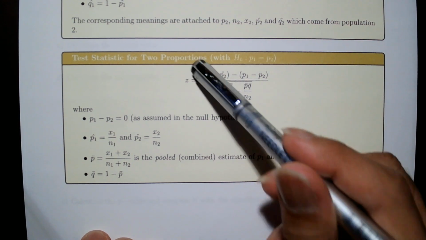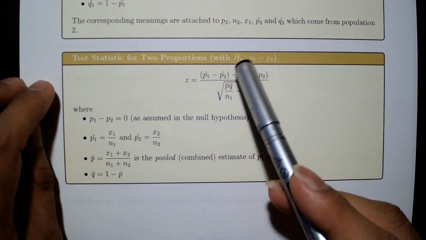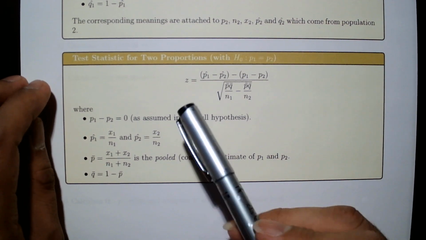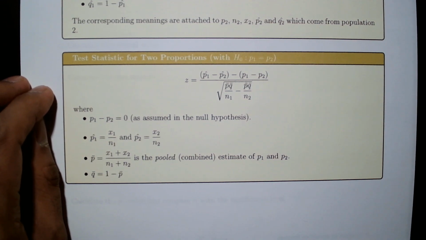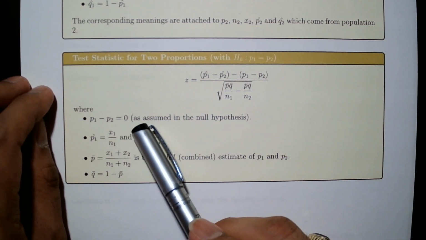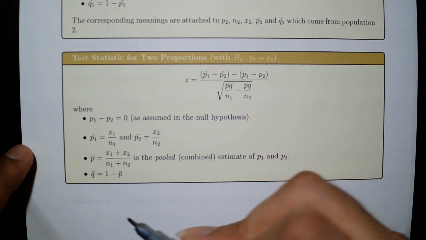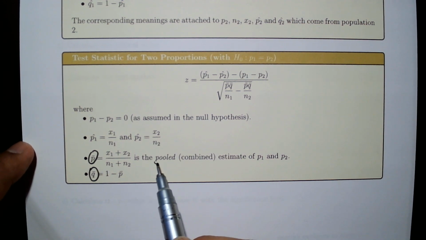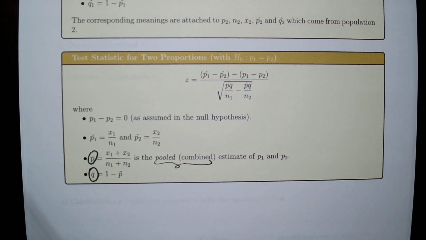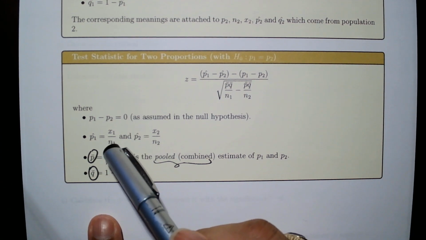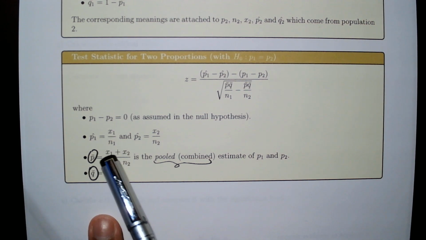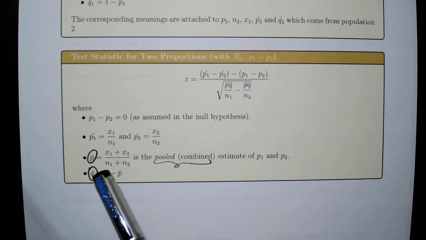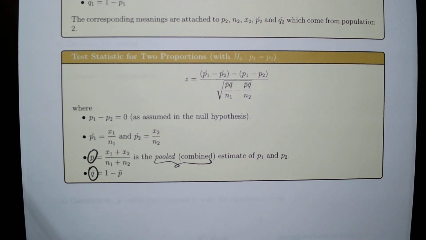So the formula to find the test statistic will be this: p1 hat minus p2 hat, which is the estimated proportion from the given data. And then we are going to have this p bar and q bar. This is what we call the pooled or combined estimate for both of them. In this case it is the sum of both successes divided by the sum of the combined sample sizes. And of course, q bar is going to be the complement of p bar.